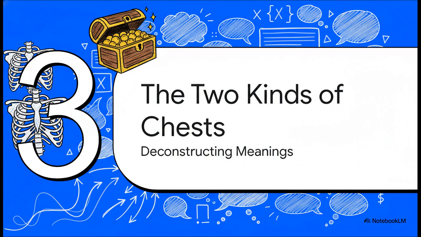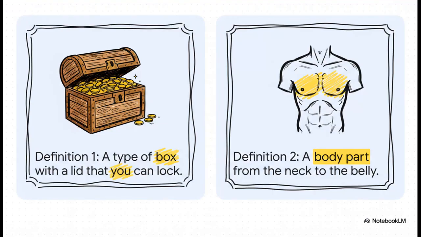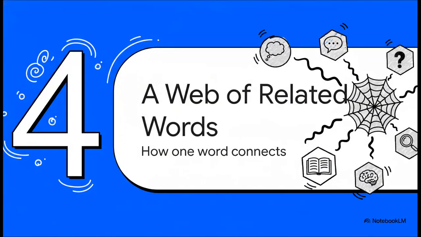Section 3, the 2 kinds of chests. Let's break down what this word actually refers to. And this is where it gets a little strange, isn't it? One word is doing 2 completely different jobs. On one hand, it's a box, a container. Like in the sentence, he put his things in the chest. But on the other hand, it's part of your body. How did one word come to mean 2 totally unrelated things? Now, this is where language really starts to play and have some fun.